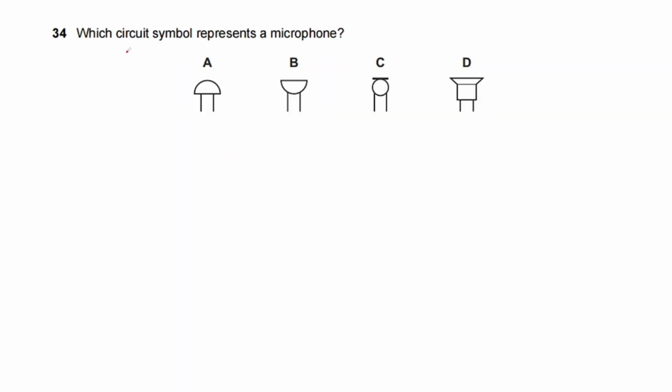Question number 34. Which circuit symbol represents microphone? So the first option is representing the circuit symbol for the electric bell, and option B is for the buzzer, and option C is the microphone, and option D is loudspeaker. So option C is the correct answer.